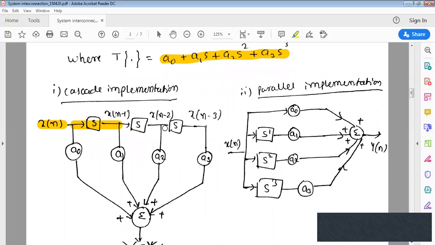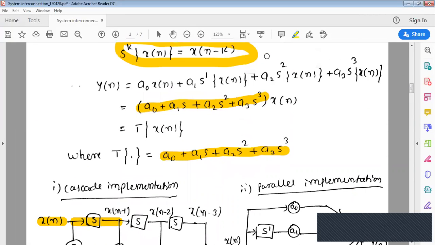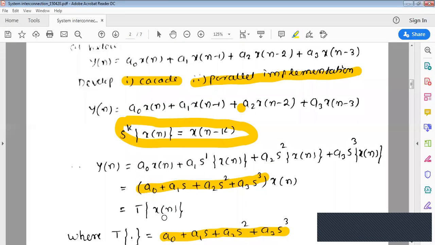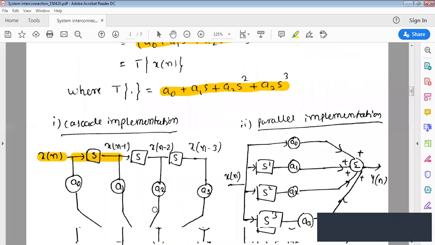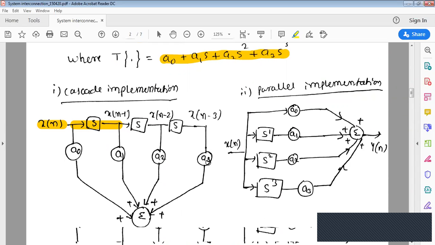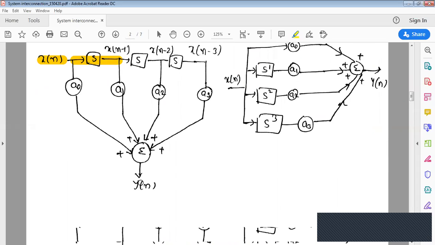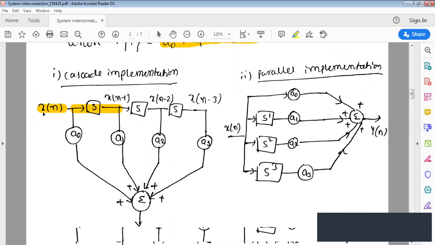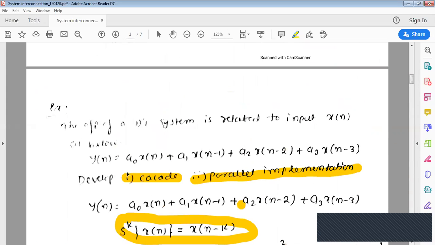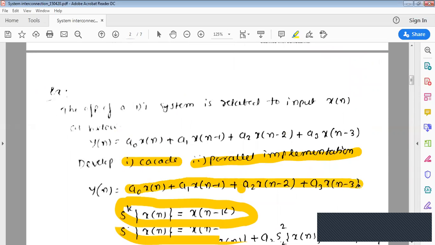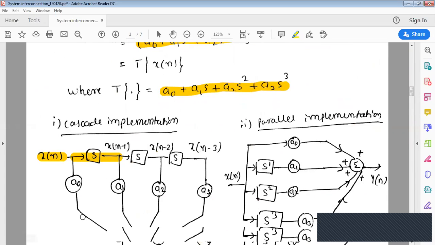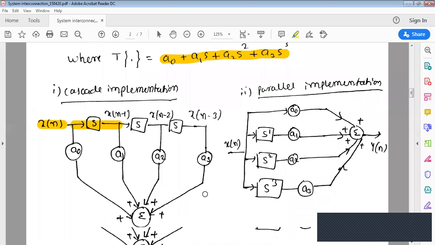Similarly, I'll produce x of n minus 2 and multiply by A2. Look here, A2 into x of n minus 2. Once again, I'll go to S, produce x of n minus 3 and multiply by A3. That will give me this one. Okay, this gives me y of n. So I'm writing this basic equation. I'm not doing anything, I'm simply writing this equation. That's all. A naught into x of n plus A1 into x of n minus 1 plus x of n minus 2, x of n minus 3, I'm obtaining. That gives me the final answer.